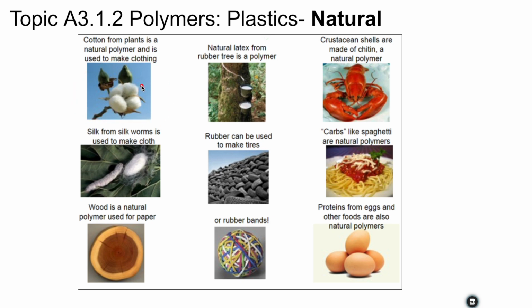There are some natural polymers. Cotton is a natural polymer. Latex from trees. In fact, these are all rubber products right here. So, natural latex comes from trees, and they cut the bark and it drips out, and then they can make that into tires by adding sulfur. They can make it into rubber bands. Crustacean shells like chitin, that's a polymer. Spaghetti, the carbohydrates in spaghetti are of course a polymer. Eggs are a polymer. Silk is a polymer, and wood is a natural type of polymer.